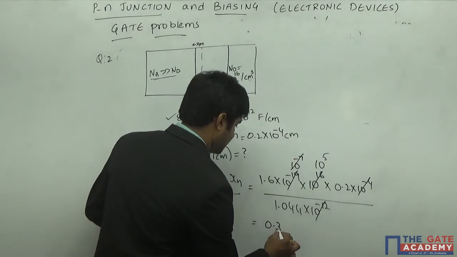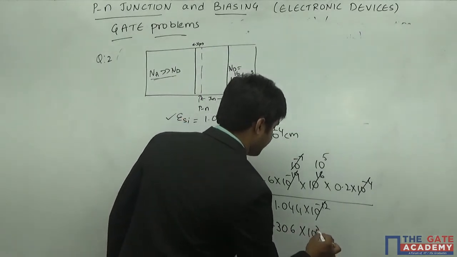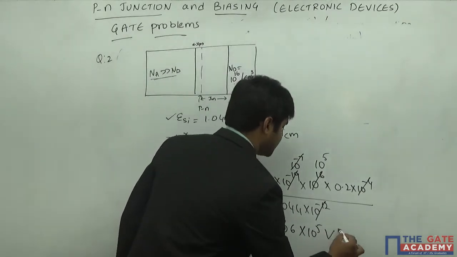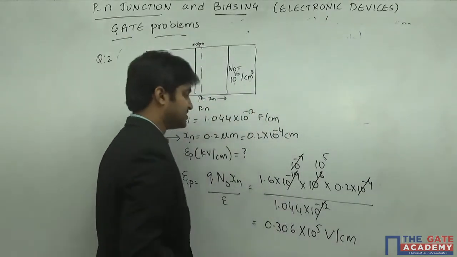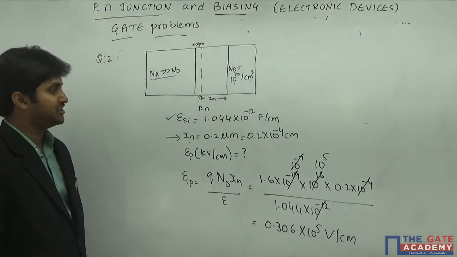It's equal to 0.306 into 10 power 5 volts per centimeter. The answer you're getting is 0.306 into 10 power 5 volts per centimeter.